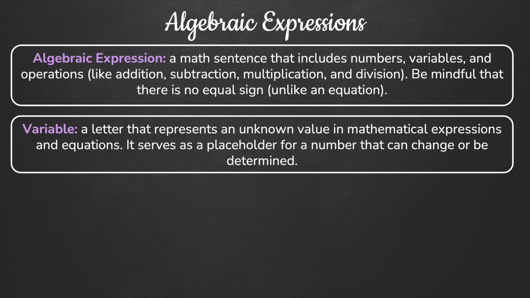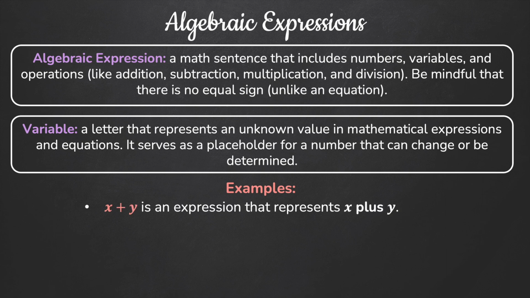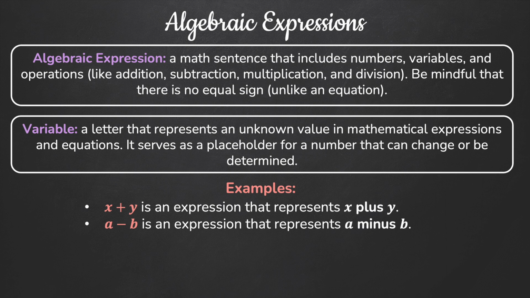A variable is a letter that represents an unknown value in mathematical expressions and equations. It serves as a placeholder for a number that can change or be determined. So let's go over some examples. Here we have x plus y, which is an expression with addition and two variables. Here we have a minus b. Same thing, we have two variables, but we have subtraction this time.